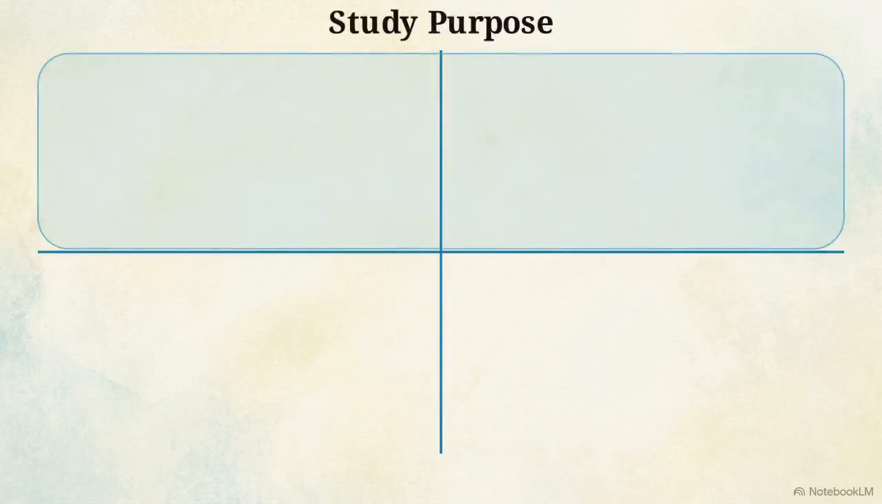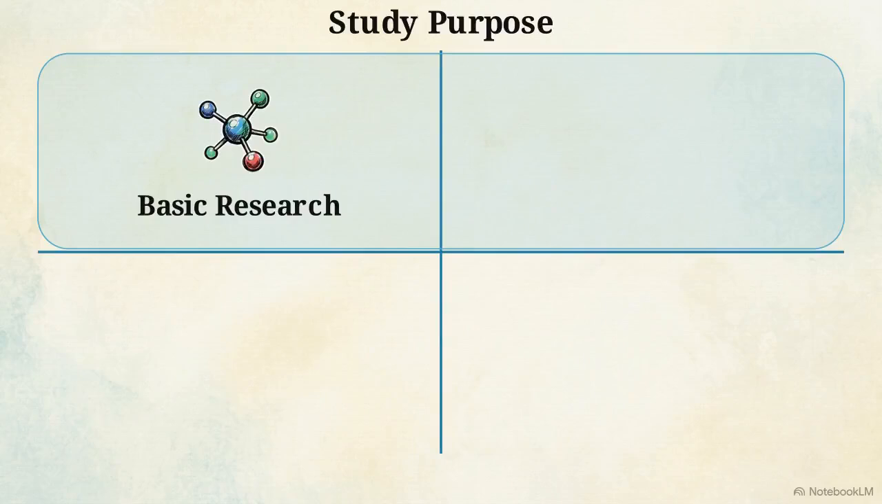This diagram shows the four main approaches to inquiry. The top two quadrants represent the purpose of your study. Basic research focuses on expanding our knowledge of a subject, like studying the properties of a chemical. Applied research aims to solve practical problems, such as developing a new medicine.